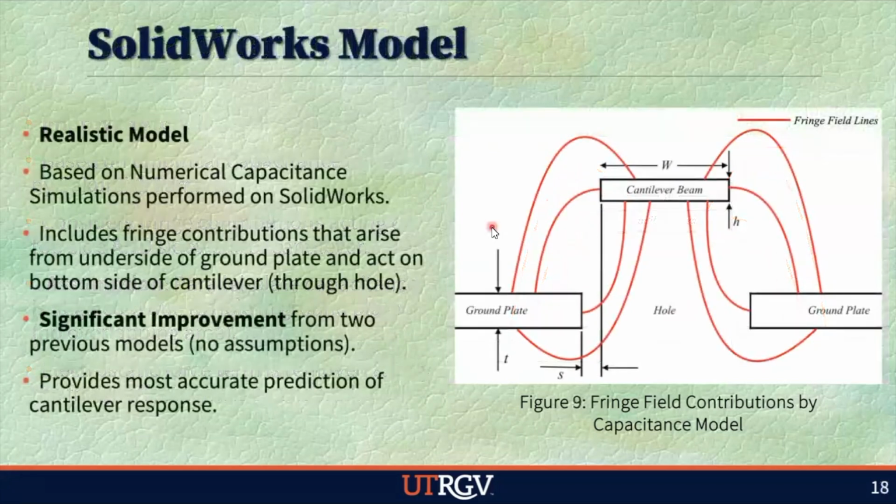And finally, we have the SolidWorks model, which is a realistic model based on numerical capacitance simulations performed on SolidWorks. This will end up being the most accurate of the three models, since it considers fringe contributions from all around the cantilever, including those that come from the underside of the ground plate and act on the bottom side of the cantilever.